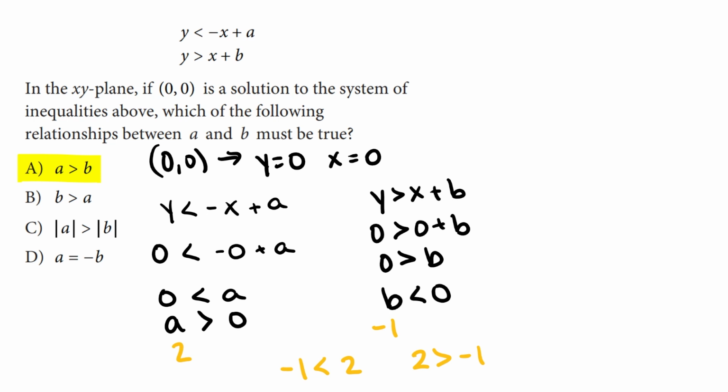We know that B is not greater than A since B is less than 0. The absolute value of A is not always going to be greater than the absolute value of B, because B can be -10 and A can be 2. And the absolute value of B would then be greater than the absolute value of A, and A is definitely not equal to the opposite of B, so our only option is letter choice A.